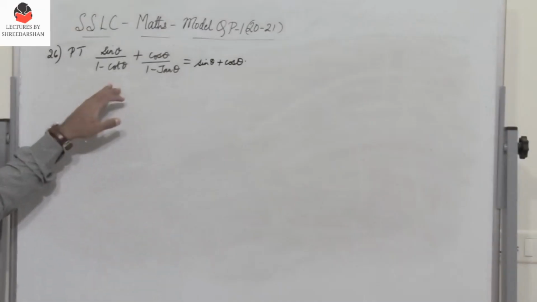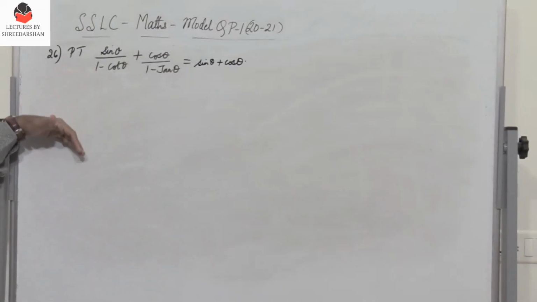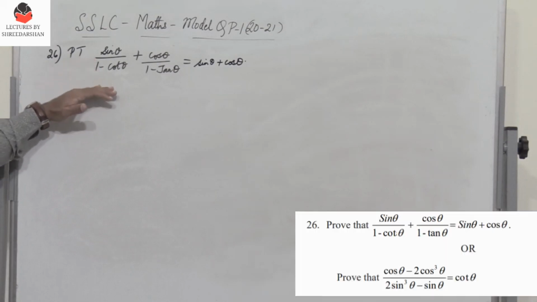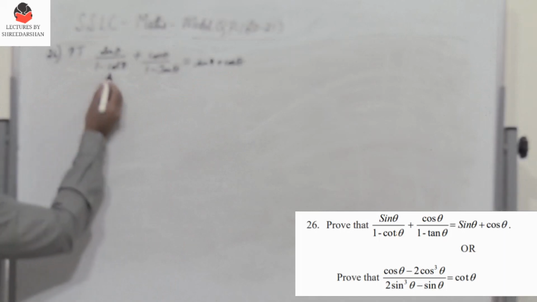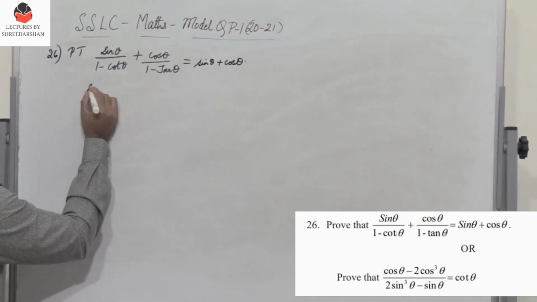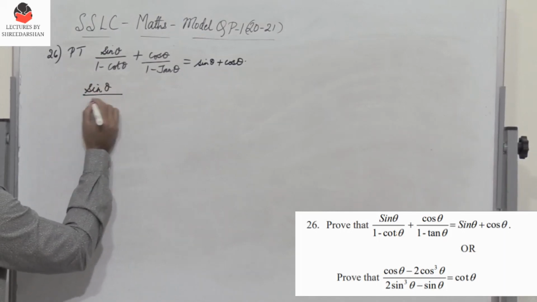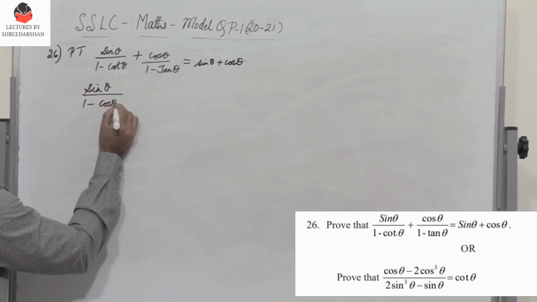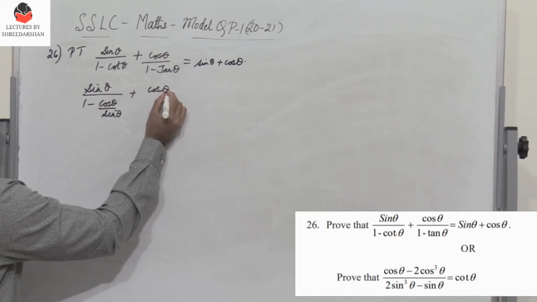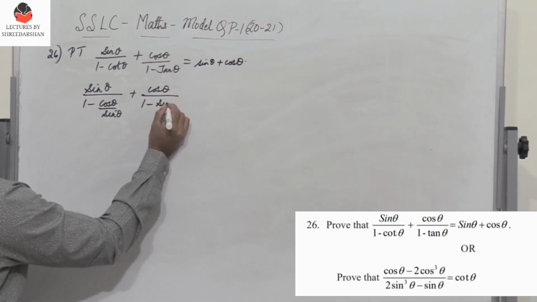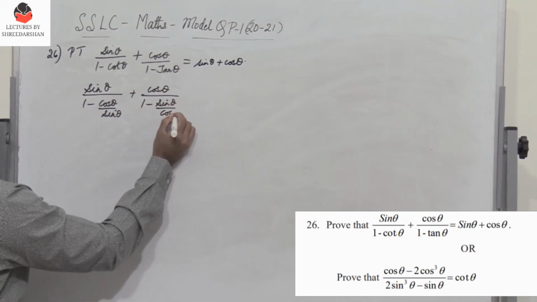So question number 26, again you have two parts. You can solve one of them. So we need to prove that LHS equals RHS. So let me begin with the LHS. So we know that cot is cos by sine. So I have sine theta divided by 1 minus cos theta by sine theta, plus cos theta divided by 1 minus sine theta by cos theta.